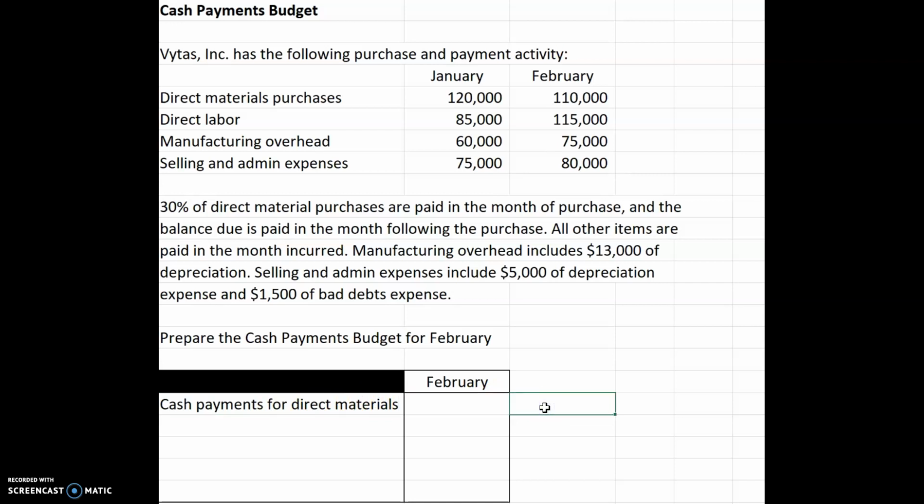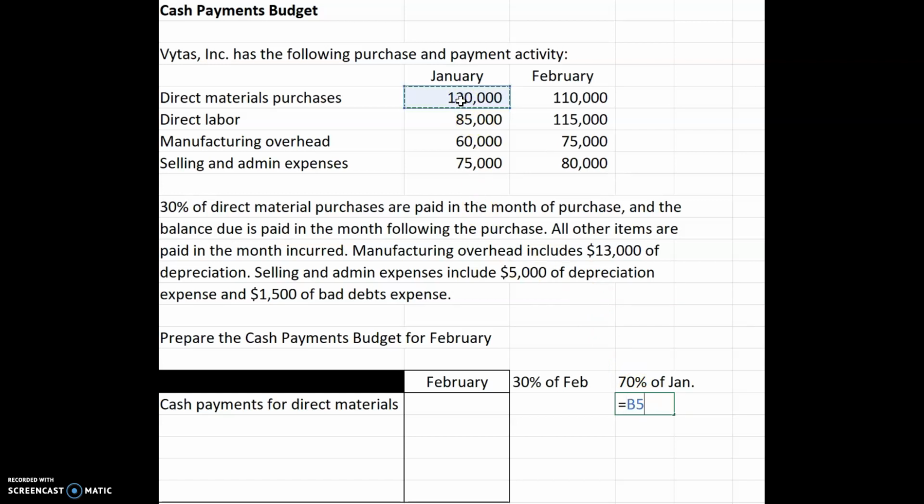Okay, and so in February, we will pay for 30% of February. But then we will pay for 70% of last month, January. Right? Because that's what we're told. You pay 30% in the month of purchase. The balance is due in the month following the purchase. So in January, we would have paid 30%. The other 70% gets paid in February.